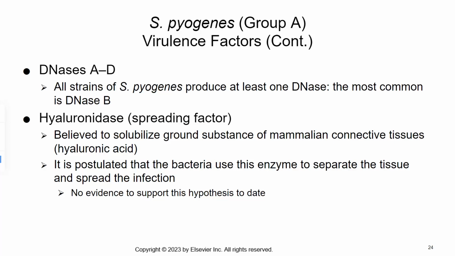DNase A through D: all strains of S. pyogenes produce at least one DNase. The most common is DNase B. Hyaluronidase, or spreading factor, is believed to solubilize the ground substance of mammalian connective tissues to allow it to spread deeper into the tissues.